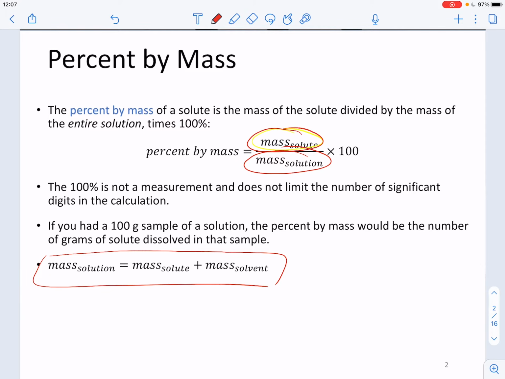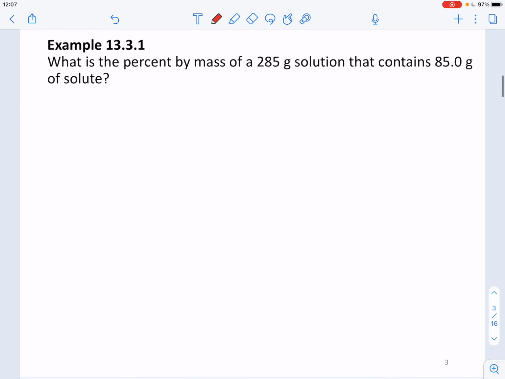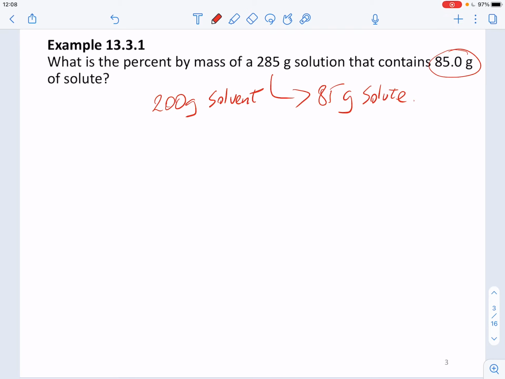So how do we use this percent by mass in a calculation? We are interested in determining the percent by mass of 285 grams of solution that contains 85 grams of solute. One of the first things to keep in mind is that 85 grams of that solution is solute, as expressed in our problem. That means if your total mass of solution is 285, then you have 200 grams of solvent.